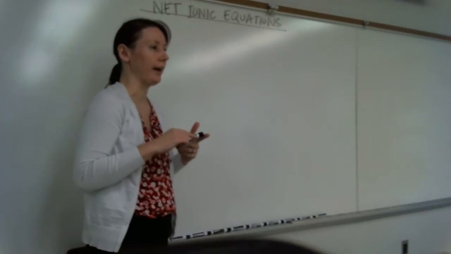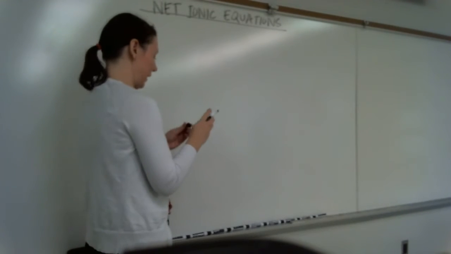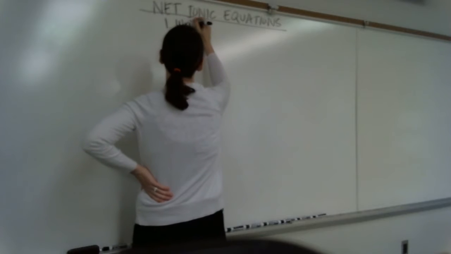All right, so let's talk about writing net ionic equations. The first thing you need to have handy is your solubility rules, right? You can't do this without solubility rules. And there are 3 steps. First, you write the molecular equation.